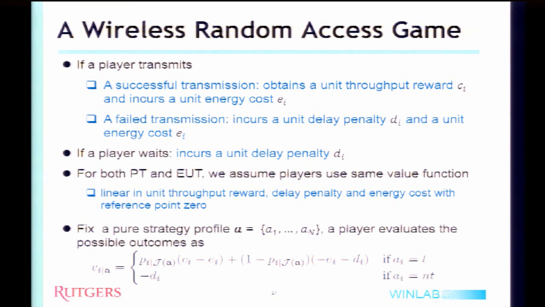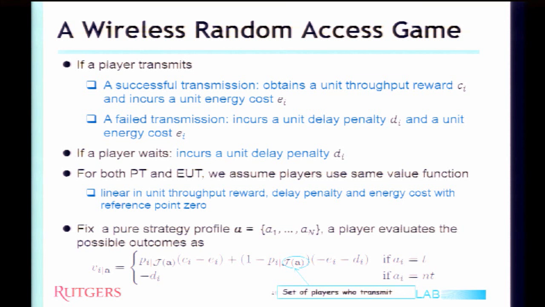And for both PT and EUT here, we assume players use the same value function, and we assume it is linear in the unit throughput reward, delay penalty and energy cost, with the reference point set to 0. And this is the value function for the ith player. This J_A means the set of players who transmit in this slot. We can see that if the ith player chooses to wait, not transmit, she will get a minus d_i, delay penalty, for sure. But if she chooses to transmit, she will get this value. And there's a possibility the transmission fails.